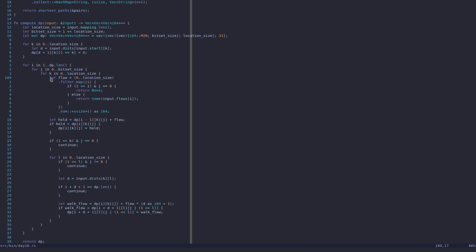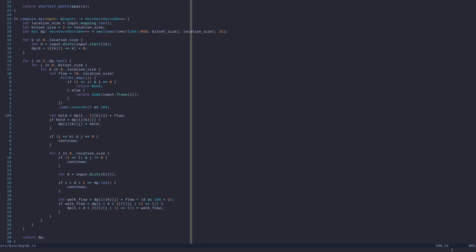Then we compute the current flow that we would get if we are in this combination, and this is because the pressure is always released no matter if we are in that chamber. I mean, if we already open the valve, it will always be released. Then we check that if we do nothing for a minute, if the pressure gets better, and if it gets better, then we update the current value. Then we have to check the other option that we have, which would be to go in all locations that we can reach from the current location.